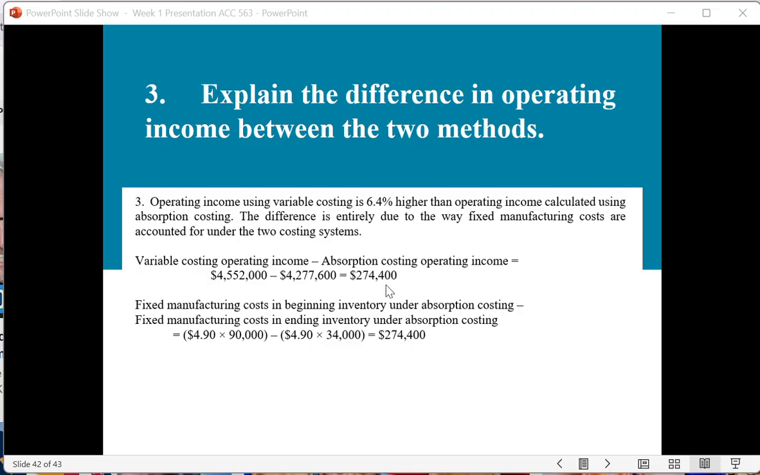So where do we get the 274,000? It's $4.90 to beginning inventory and $4.90 to ending inventory, and there it is right there. It's sitting in inventory. It was in beginning inventory and ending inventory, and that's the difference between the two.